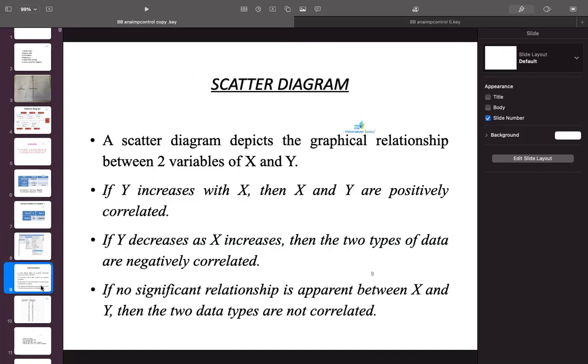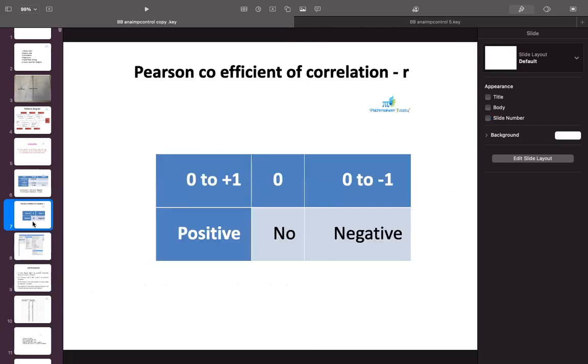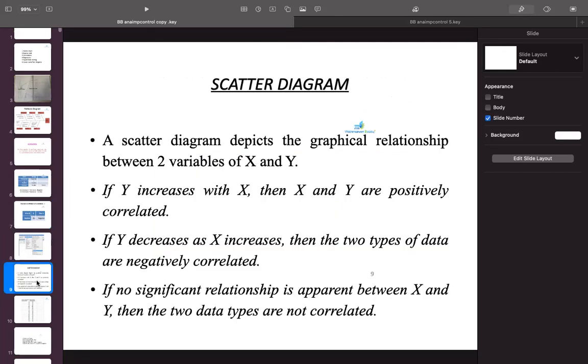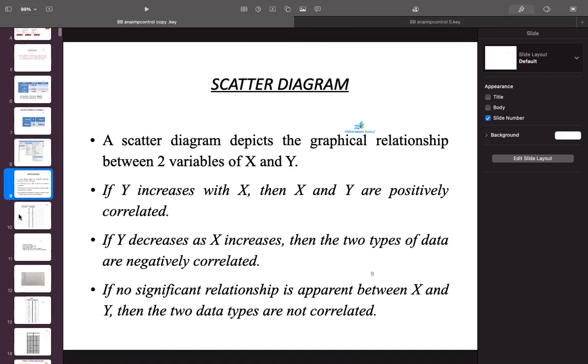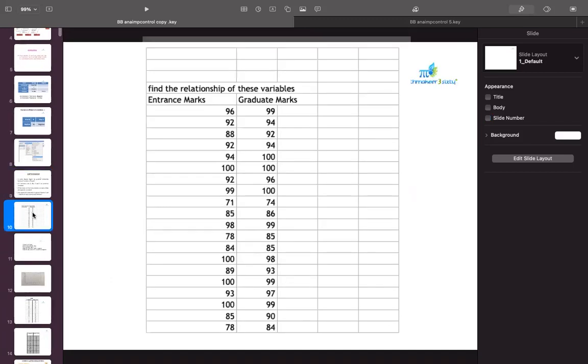Then we come to the next, scatter diagram. A scatter diagram depicts the graphical relationship between two variables. So what did we do in correlation? We identified the relationship between two variables x and y using the value of r. In scatter diagram, we are going to draw a scatter plot and we are going to decide it. So we have already done these examples, college entrance marks and college graduate marks.